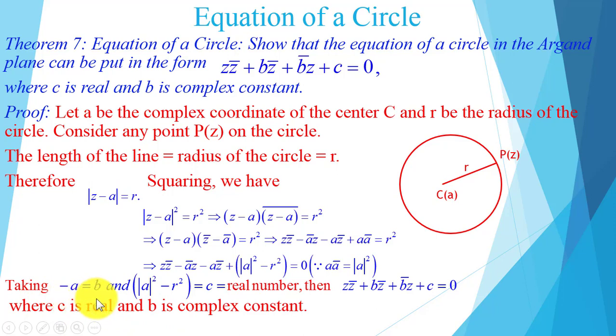Taking minus A equal to b and modulus A square minus R square equal to c, a real number, then z z bar plus b z bar plus b bar z plus c is equal to 0, where c is real and b is a complex constant.